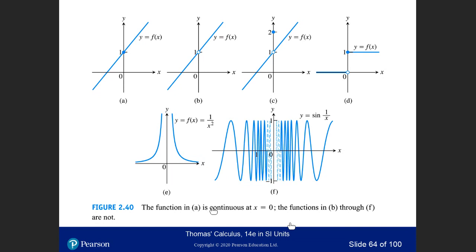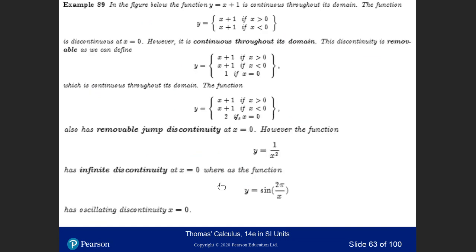Okay, let's go back to the previous figure, previous page. This function is not continuous at x equal to 0 because it has a discontinuity. And y is equal to sine(2π/x) has an oscillating discontinuity at 0.